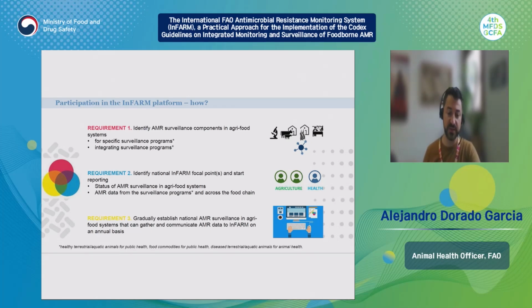The second requirement, of course, is to identify the national INFAM focal points and start reporting the status of AMR surveillance in agri-food systems through the surveillance questionnaire, but also to start reporting antimicrobial resistance data for the different surveillance programs according to the INFAM technical specifications. And the third requirement is for countries to commit to gradually establish national AMR surveillance in agri-food systems.